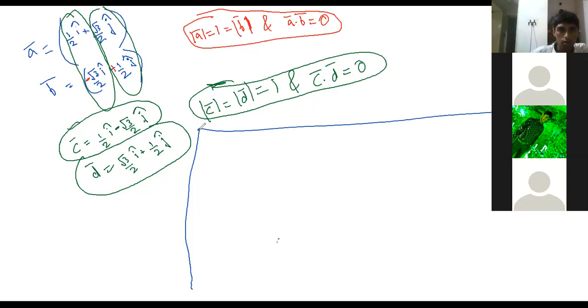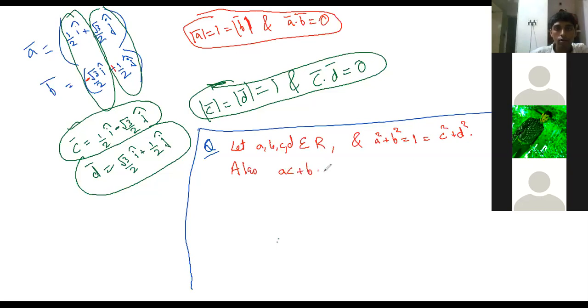Question. Let me change the color. Let A, B, C, and D be some real numbers, such that A square plus B square is equal to 1, and this is equal to C square plus D square. Also it is given that AC plus BD is equal to 0.